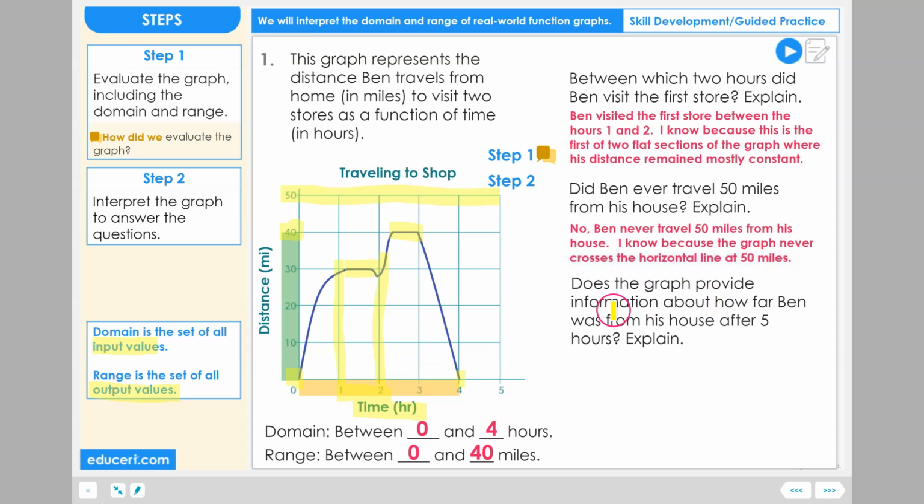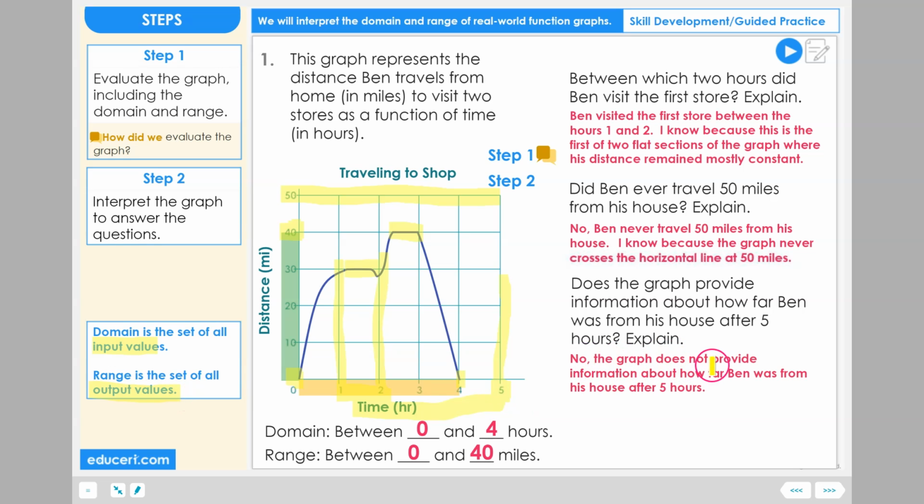Does the graph provide information about how far Ben was from his house after 5 hours? Explain. This graph does not provide any information about how far Ben was from his house at 5 hours. If there was information, we would be able to look at the hour of 5 and then look up and find a location of the graph at 5. But we also know that the domain is only between 0 and 4 hours, and so 5 hours is outside of that domain. That means 5 is not an input value that will give us an output value.